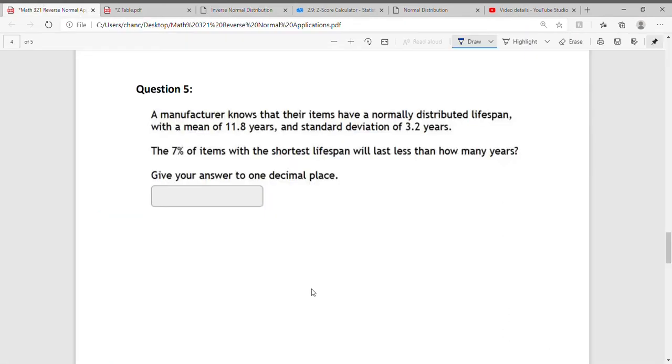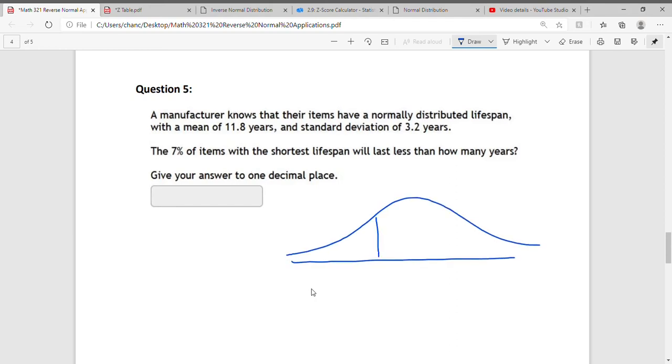For question 5, a manufacturer knows that their items have a normally distributed lifespan with mean of 11.8 years and standard deviation of 3.2 years. The 7% of items with the shortest lifespan will last less than how many years? Give your answer to one decimal place. I want to find the x value that will give us an area to the left of 7% or 0.07. Now to do that, we'll have to find the z-score that's associated with 0.07.